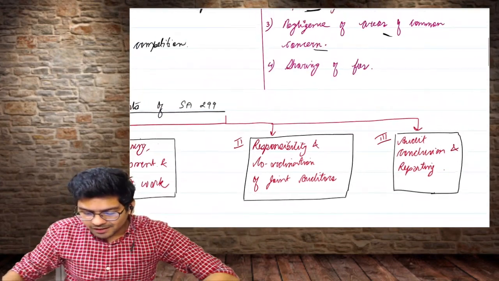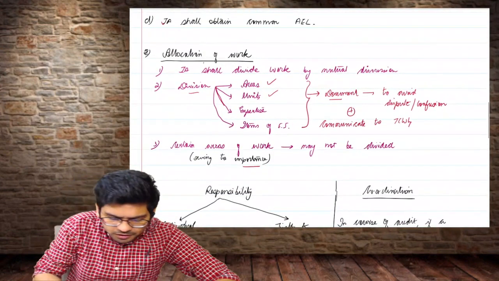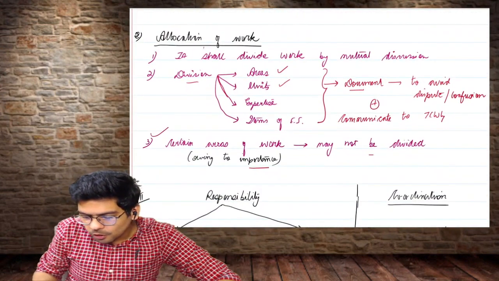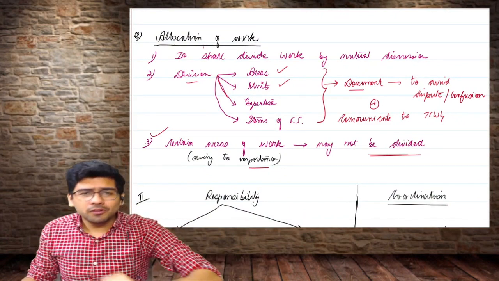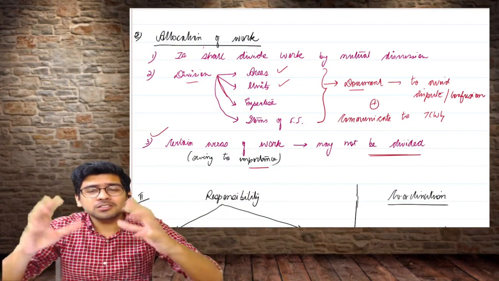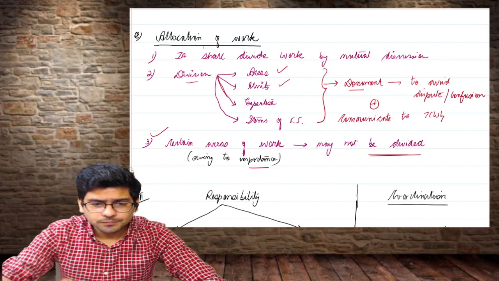But we have just read that, sometimes all work is not divided. We have just heard certain areas of work may not be divided. So for that work which is not divided, what do you think about the responsibility? Don't you think all the auditors now will be responsible for the work which is not divided? Yes or no?